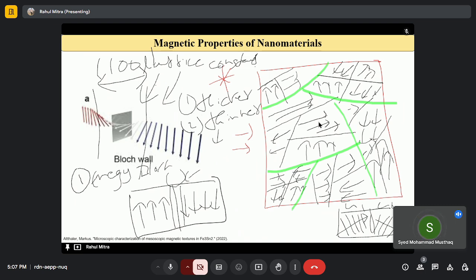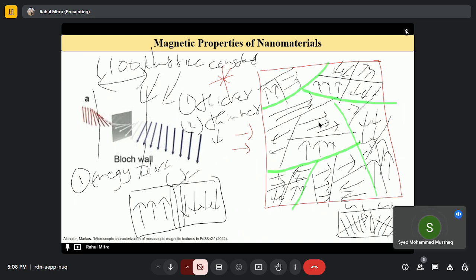Now if we apply the magnetic field, the spins will try to align in the magnetic field direction to decrease the energy, because one energy is coming from the Bloch wall, another is coming from the Zeeman interaction, so the energy of the system shoots up. So the system tries to minimize its energy. So spins will try to align in the magnetic field direction. So there is less anisotropy.